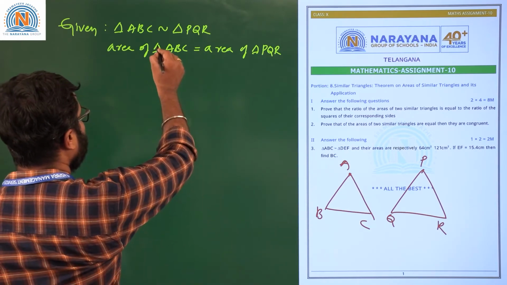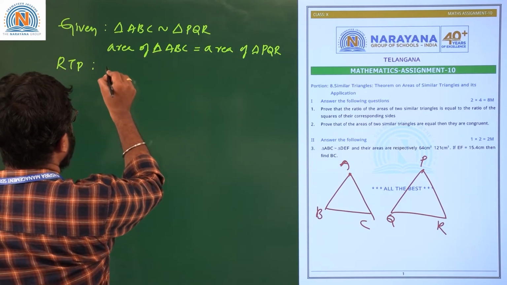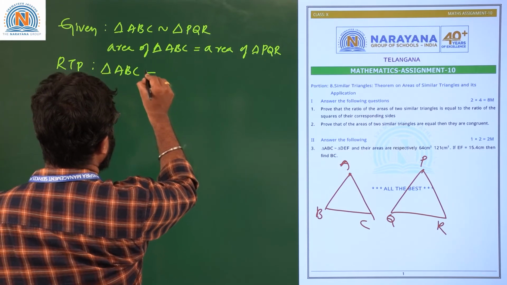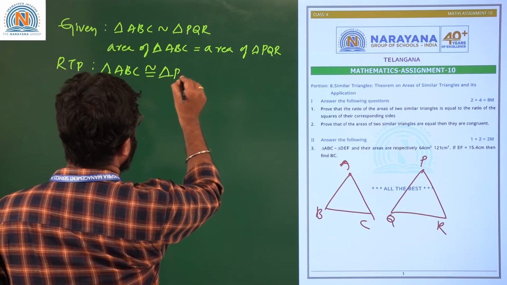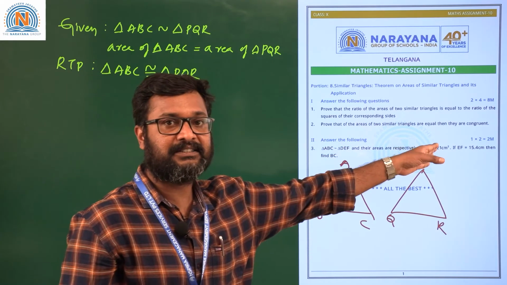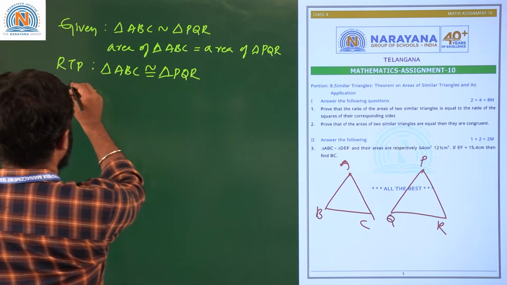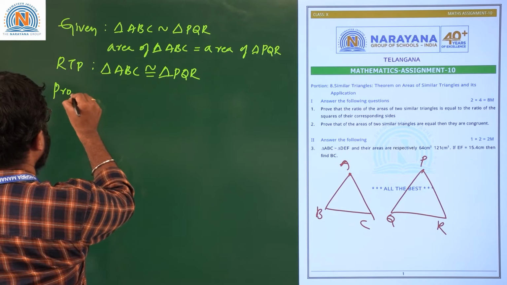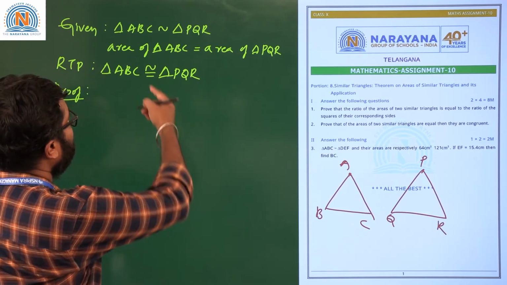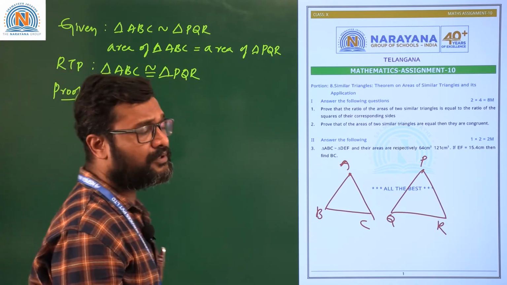So what we need to prove, children? Required to prove that is triangle ABC is congruent to triangle PQR. So we need to prove those two similar triangles are congruent to each other. So now here is a proof. So now, triangle ABC is similar to triangle PQR.